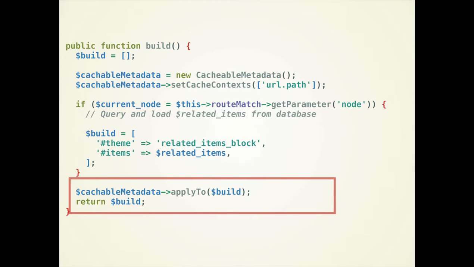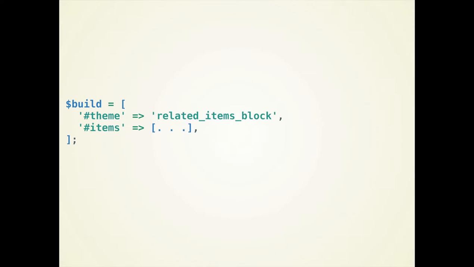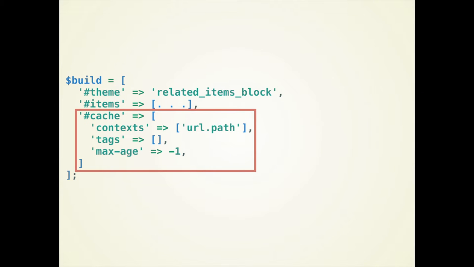This is what our render array looked like before. I just imagine we have four nodes listed there that would be 8 million miles long if we actually printed them out. And after we use apply to from the cacheable metadata, we get this. We have a key there that lists the context, the tags, and the max age. Now you'll note we only set context. We did not specify max age. That's because Drupal 8 will default to using permanent for the maximum age. You can specify it if you want, but it's a helper, so it's going to default to zero.